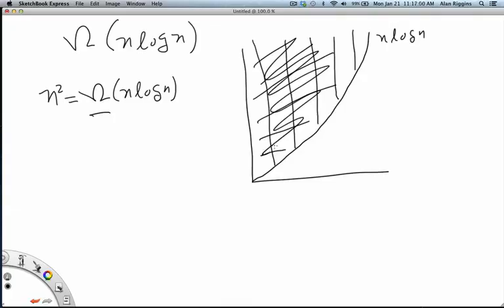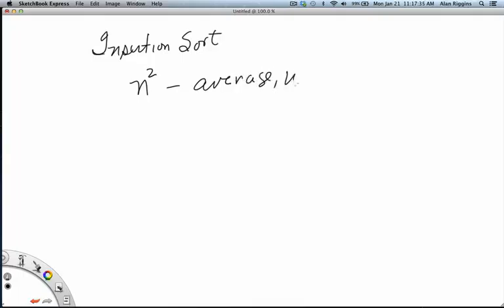More commonly, we use big O. So we'll use another sort algorithm as an example. There is an algorithm that we will study later in this course called insertion sort. And this algorithm has interesting behavior. That is, the average and worst cases are n squared, but the best case is n.